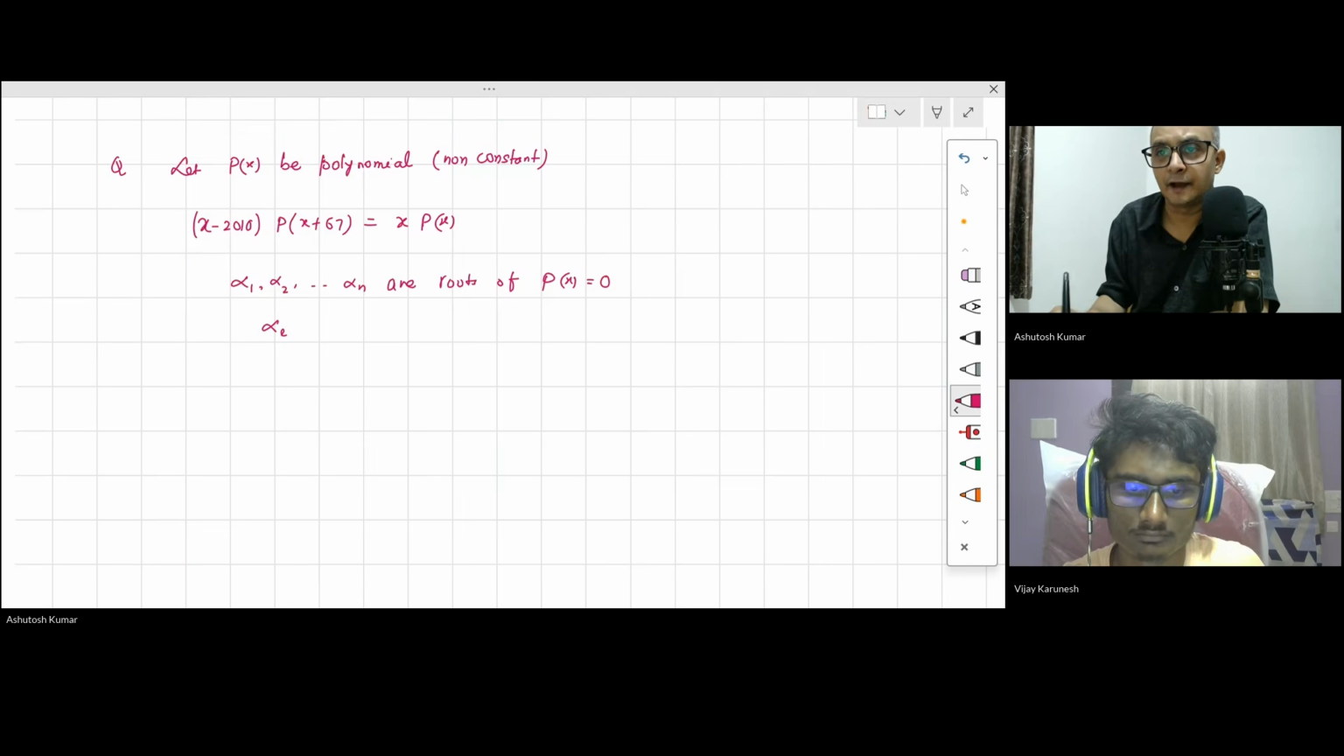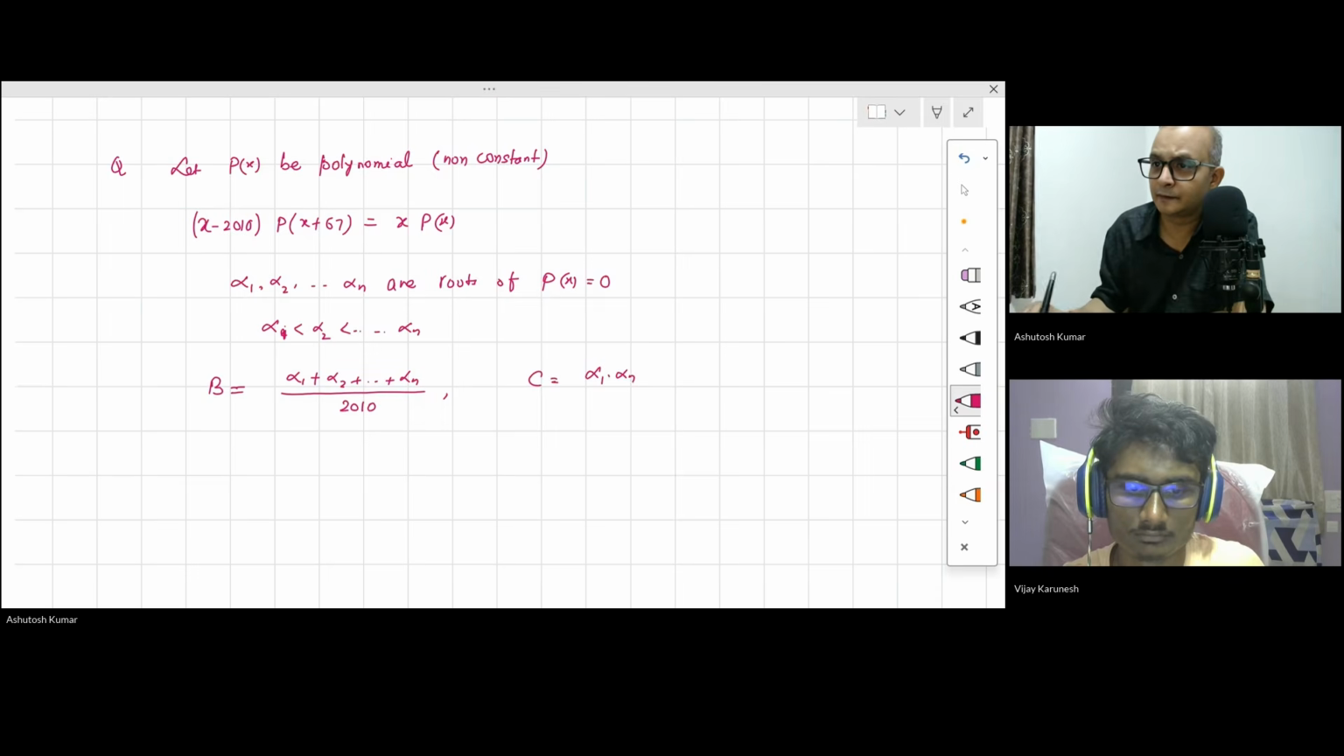And also alpha 1 is lesser than alpha 2, dot dot dot, lesser than alpha n, in this sequence, all that things I gave. They're asking for the b value, which is the average of all these roots, sorry, the sum divided by 2010. And c, they're asking for alpha 1 into alpha n divided by 1005 into 67. So we have to find out B and C.